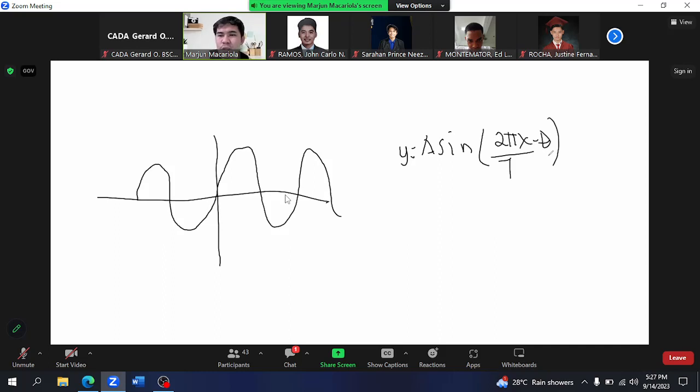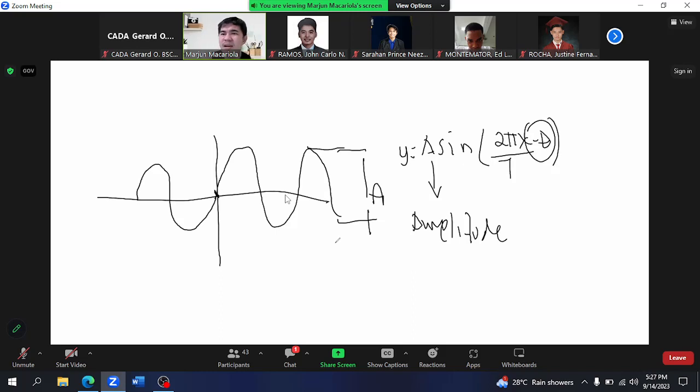Okay? So when we're dealing with modulation, we are varying some of the properties of the signal. So what are those properties? First of which, as you can see, is A. So this represents the amplitude. Kaya meron tayong tinatawag na amplitude modulation, amplitude shift keying sa digital. So dito naman, phase shift keying. So this is your phase. May tinatawag tayong phase shift.